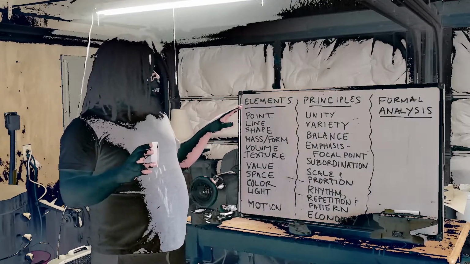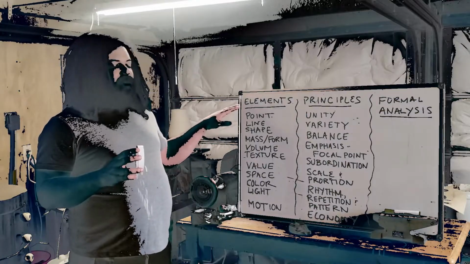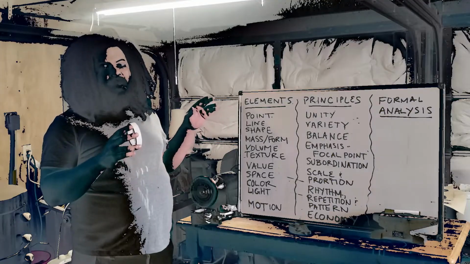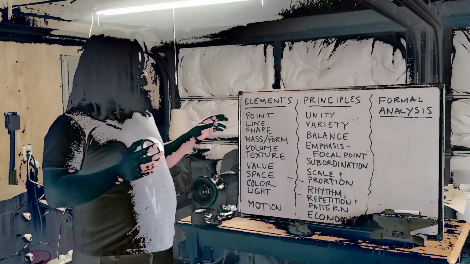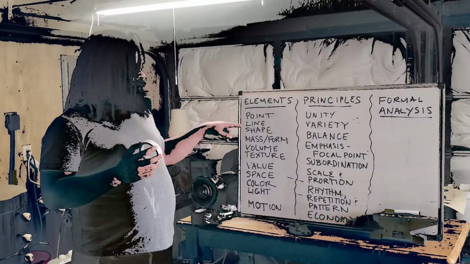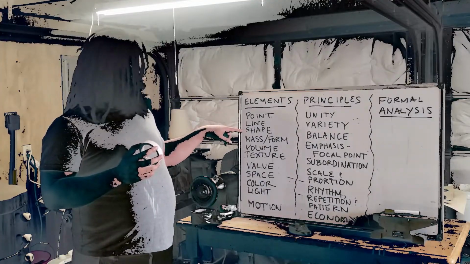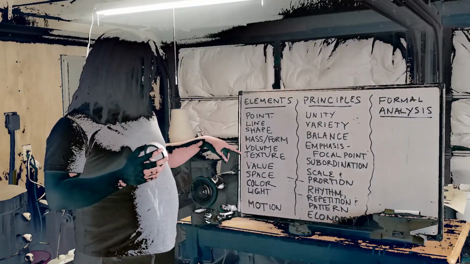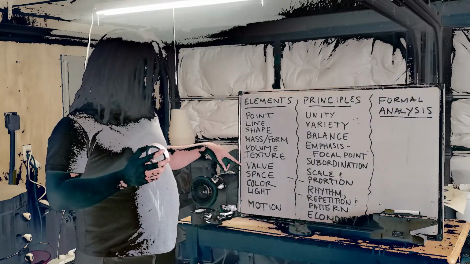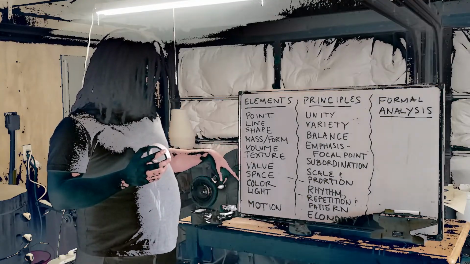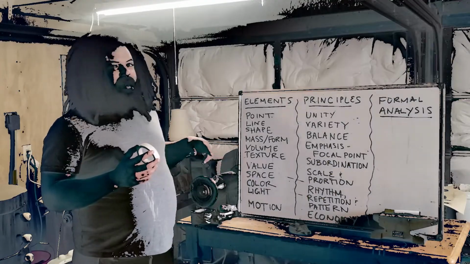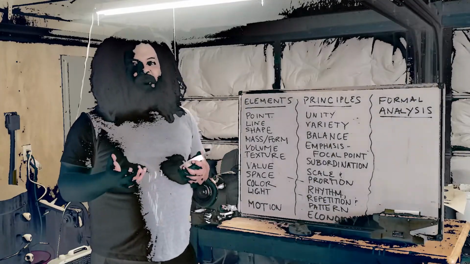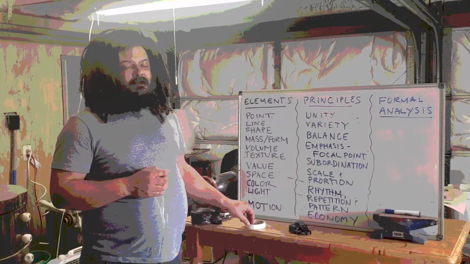So, on the side of elements, the elements are the building blocks, the individual components or language of compositions, and they include things like point, line, shape, color, value, texture, mass, space, light, motion. And it's one of the very few things that I would ask that you intentionally try to memorize over the course of the semester.